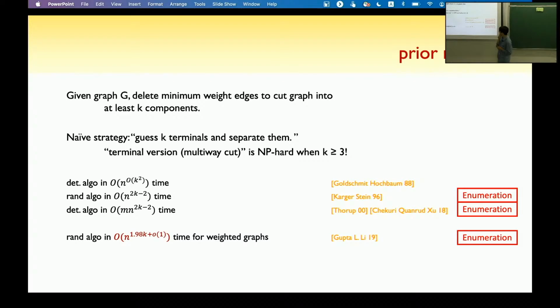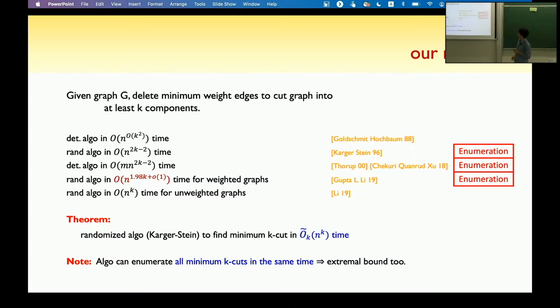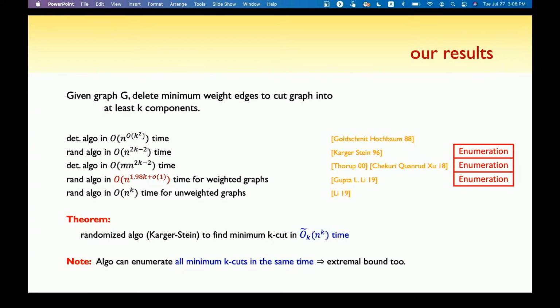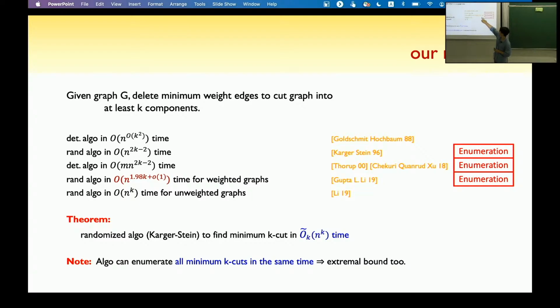As I said, I've thought about this problem for 3 years, so we got some preliminary results. But our main theorem today essentially resolves this question: just take this algorithm. They proved that this algorithm runs in time n to the 2k minus 2, but we actually showed that the same algorithm runs faster than what they proved. So we proved that there is a randomized algorithm that finds all minimum k-cuts in time n to the k.